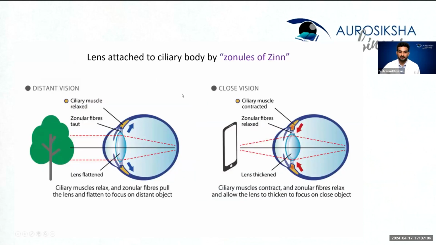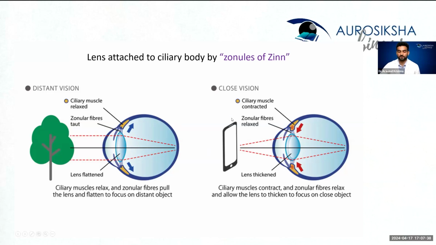So the lens, as I previously said, is attached to the ciliary body by zonules of Zinn. What is the significance of that? As I said previously, the lens can change its shape whenever we see objects at different distances. For example, when you see a distant object like a tree, the ciliary muscles are relaxed, the zonules are taut, and the lens is a little bit more flattened, such that the rays can focus on the retina.